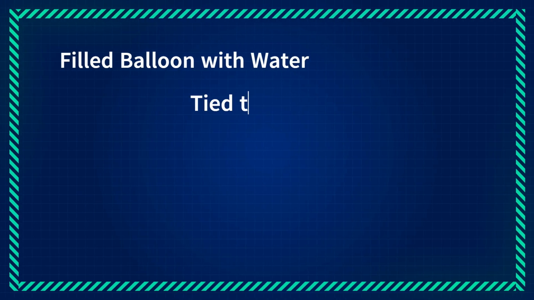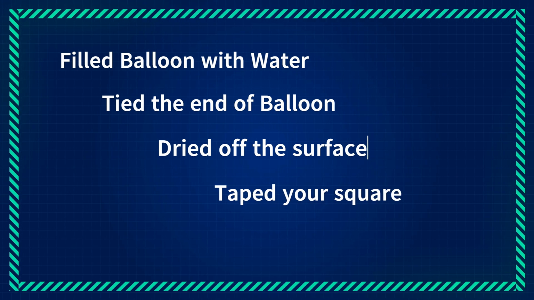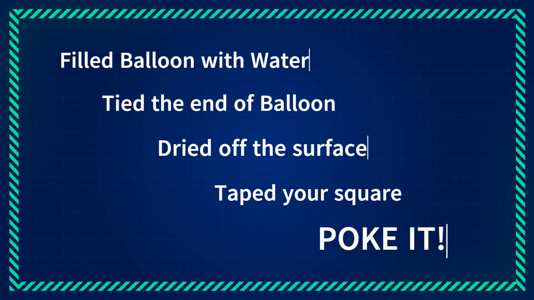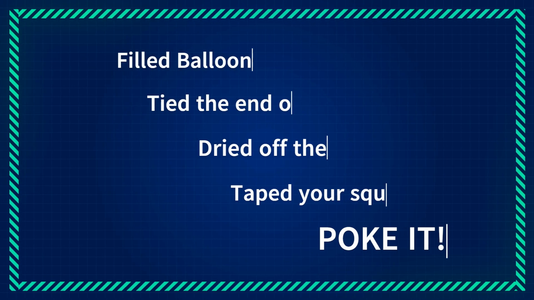Now that you have filled up your balloon with water, tied the end, dried off the surface, and taped on your square, the last step is to poke your balloon in the middle of your square and watch how the water pours out as laminar flow.